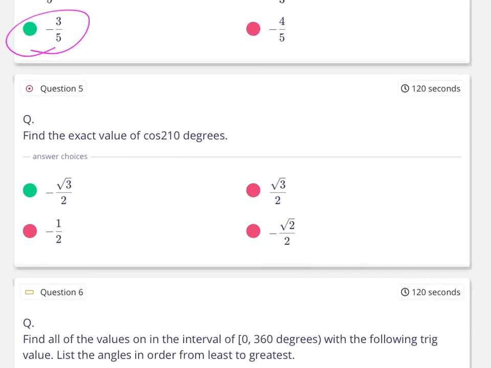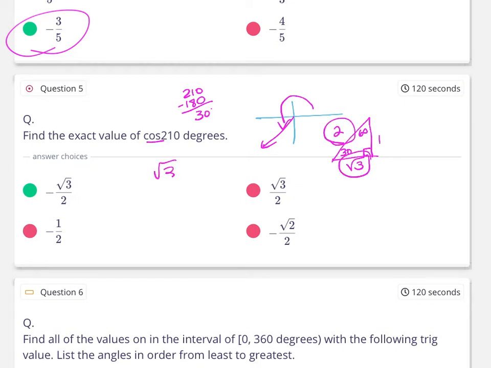Exact value of cosine of 210 degrees. So 210 is in my third quadrant, which means I go past that 180. 210 minus 180 would be 30 degrees, so that's my reference angle. When I draw my 30, 60, 90 triangle, this is 1, root 3 and 2. Cosine would be root 3 over 2. So that's the value of it. But because it's in the third quadrant, and tangent and cotangent are the only positive ones there, it's a negative square root 3 over 2.